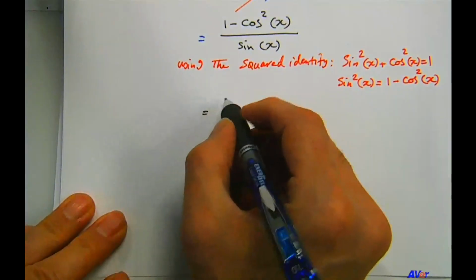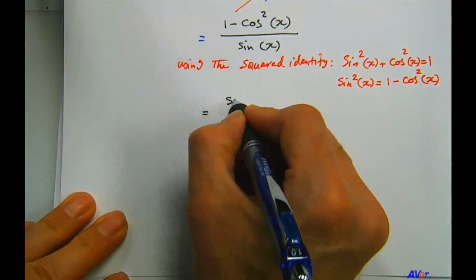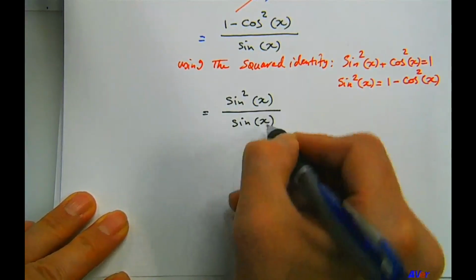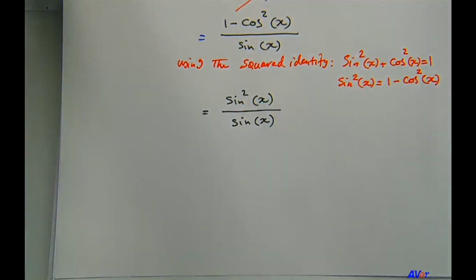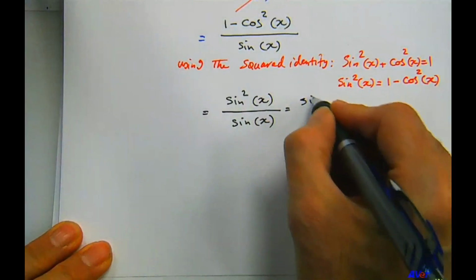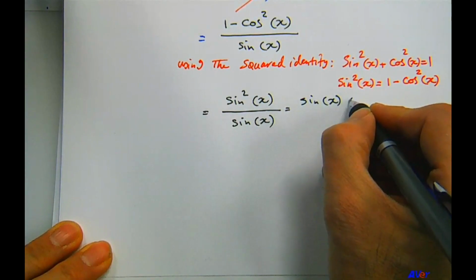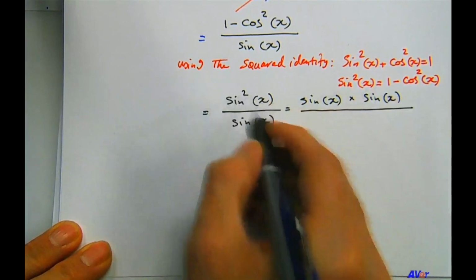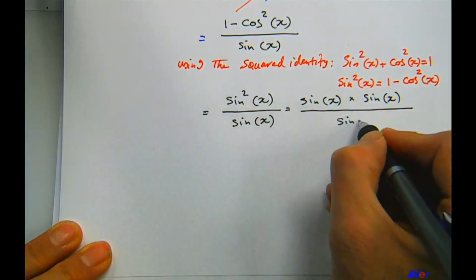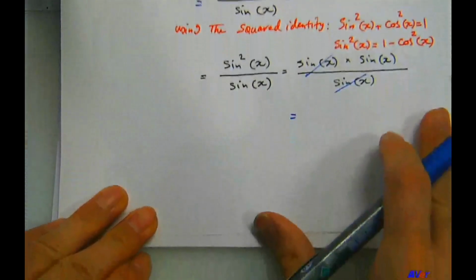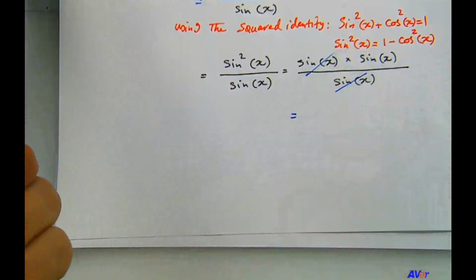Equals sine squared x divided by sine of x, right? But sine squared of x is sine of x times sine of x. That's what sine squared of x is. So divided by sine of x. Now we can cancel one of these. So we end up with sine of x over 1, which is sine of x.